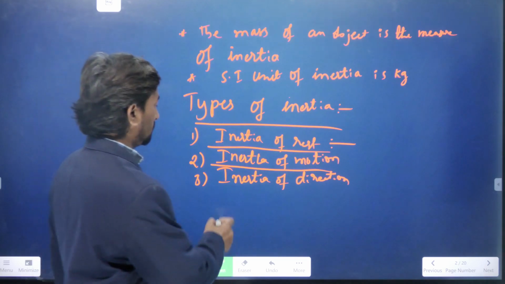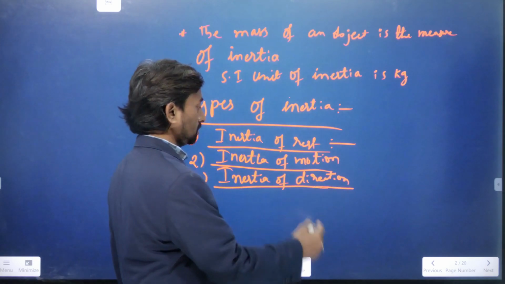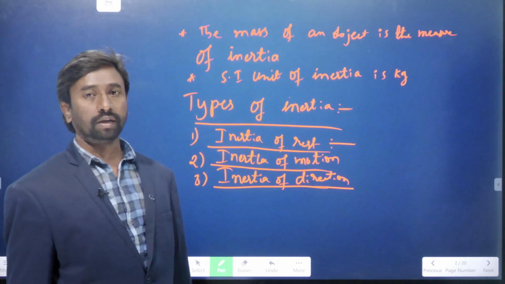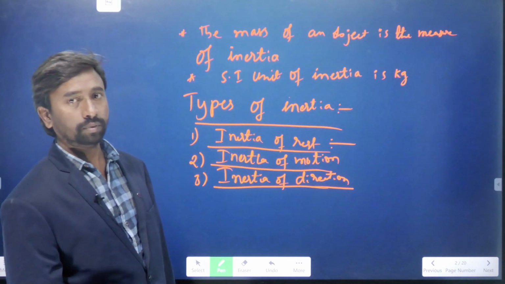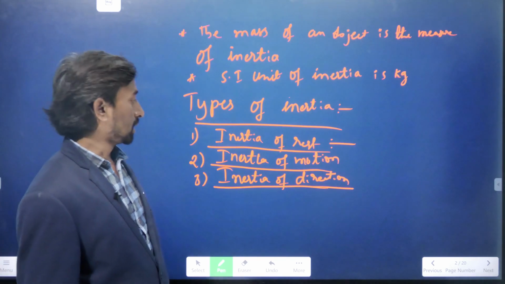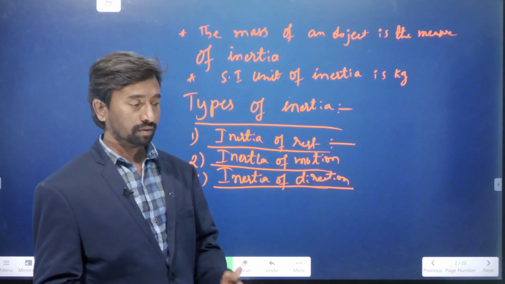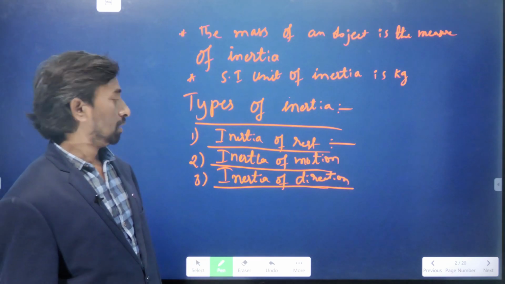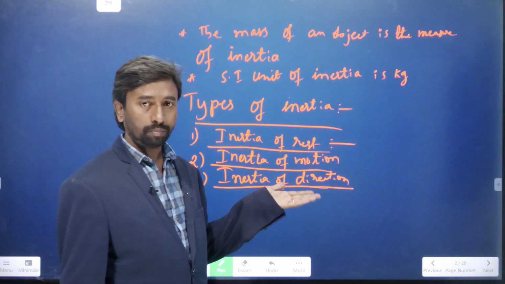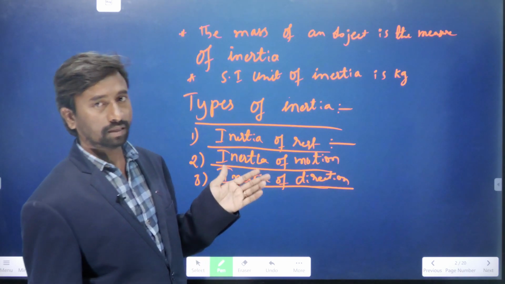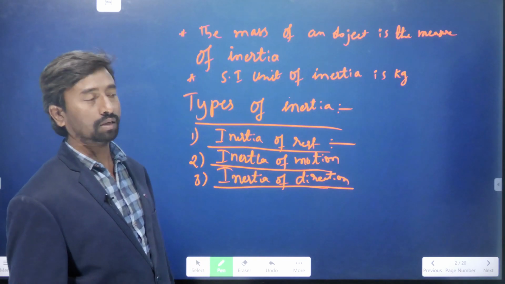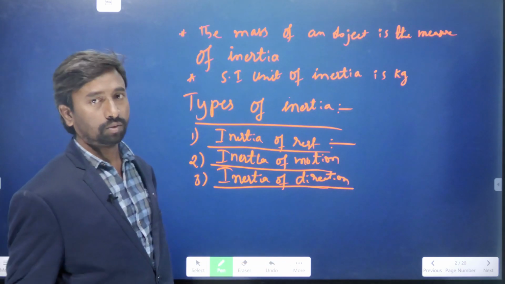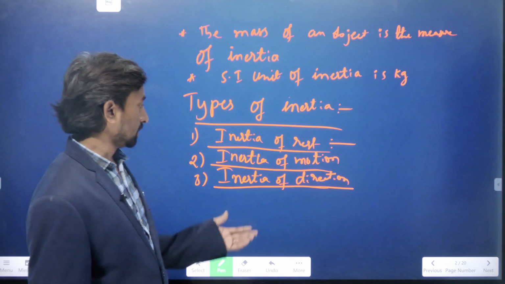Next, inertia of direction. Suppose the vehicle is turning to the left side, then all the passengers in the vehicle will lean rightward because of the inertia of direction. Whenever the direction is changing, the body itself cannot change its direction. It still stays in its previous state, so when the vehicle turns left, the body moves to the right side. That is because of the inertia of direction.